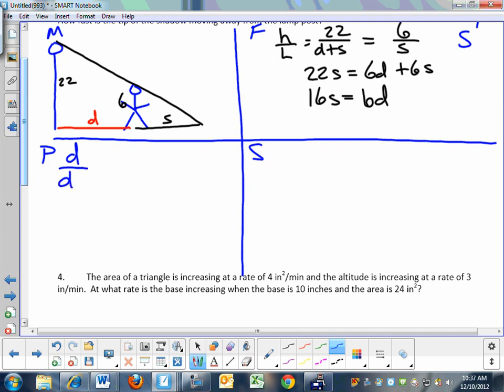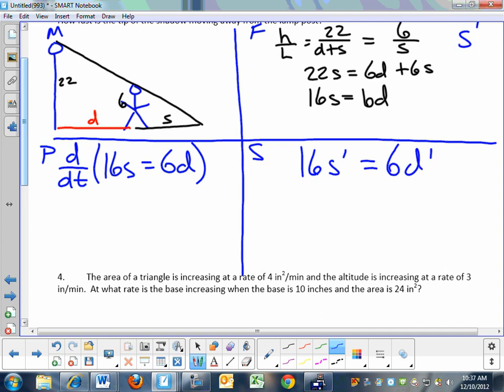Let's take the derivative with respect to T of 16S equals 6D. What's the derivative of 16S? 16S prime. What's the derivative of 6D? 6D prime.